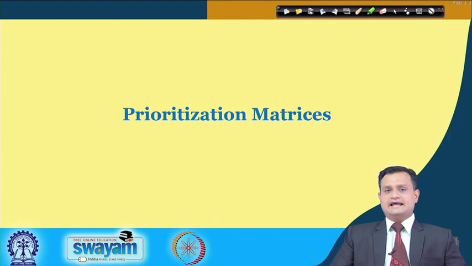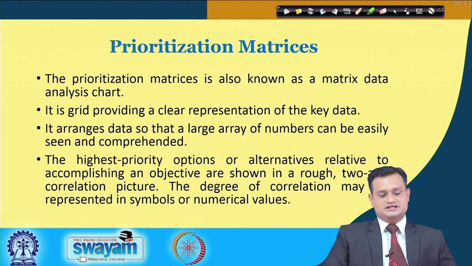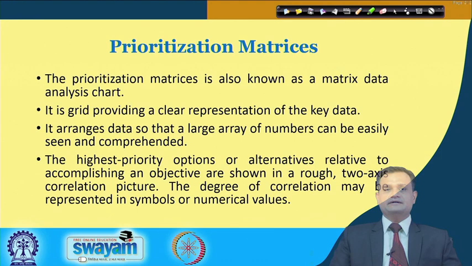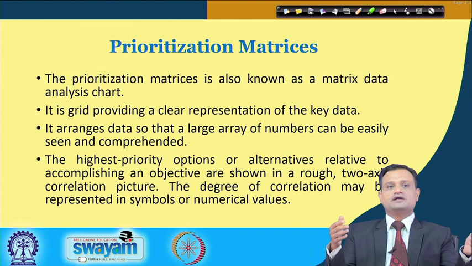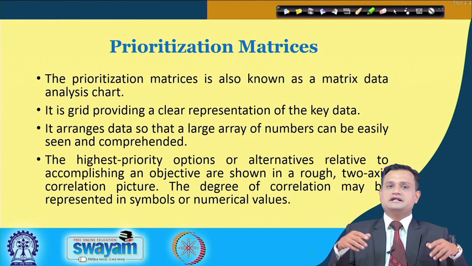The extension maybe we can see as prioritization matrices. These matrices are known as matrix data analysis charts. So they themselves act as the analyst, and this chart helps you deepen your insights into the present situation. This grid provides a clear representation of the key data, and it arranges the data so that a large array of numbers can be easily seen and comprehended. Highest priority options or alternatives relative to an objective are shown in a rough two-axis correlation picture, and the degree of correlation may be represented in terms of symbols, as we have seen, or numerical values.